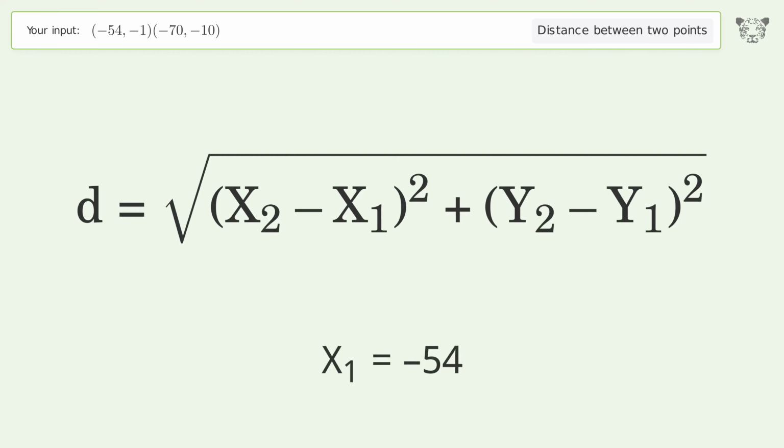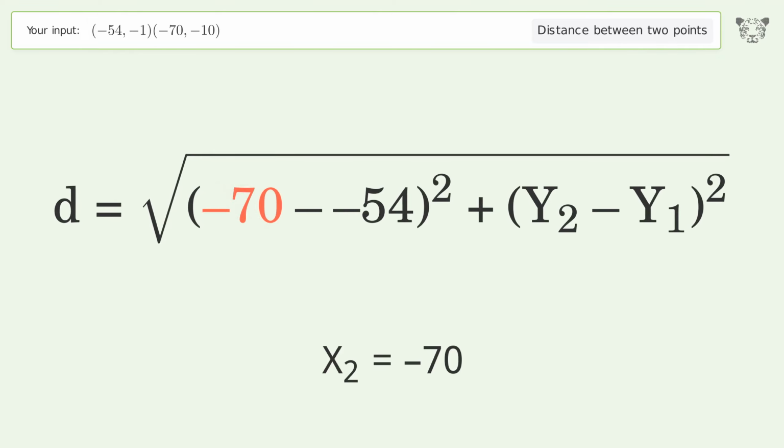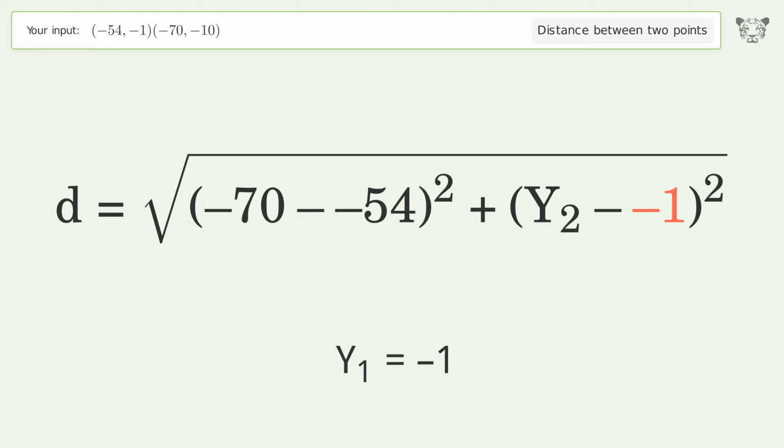x1 equals -54. x2 equals -70. y1 equals -1. y2 equals -10.